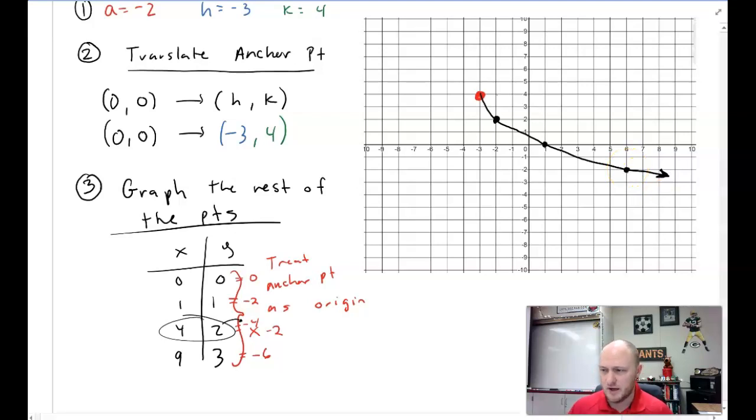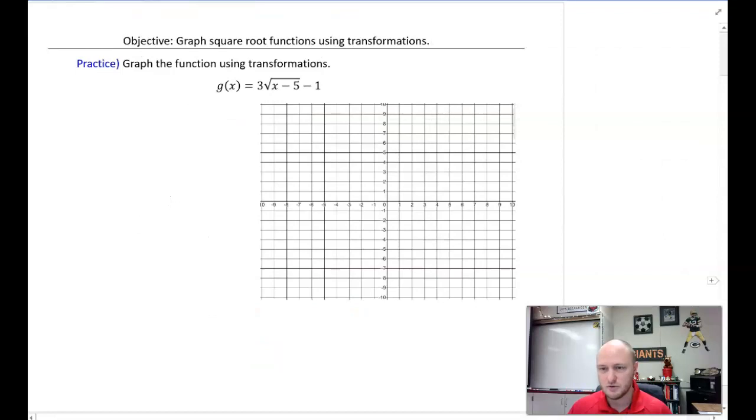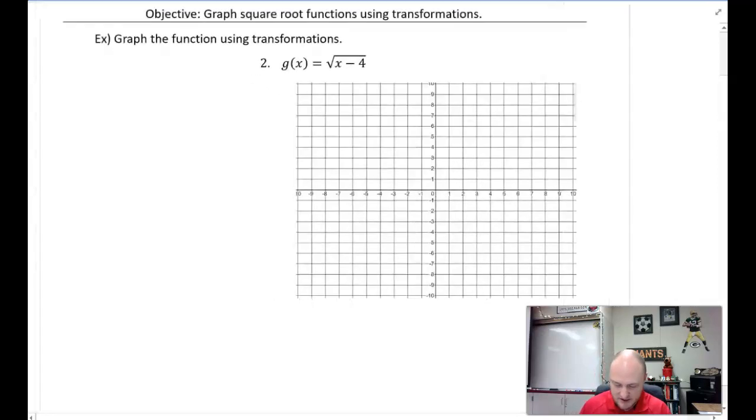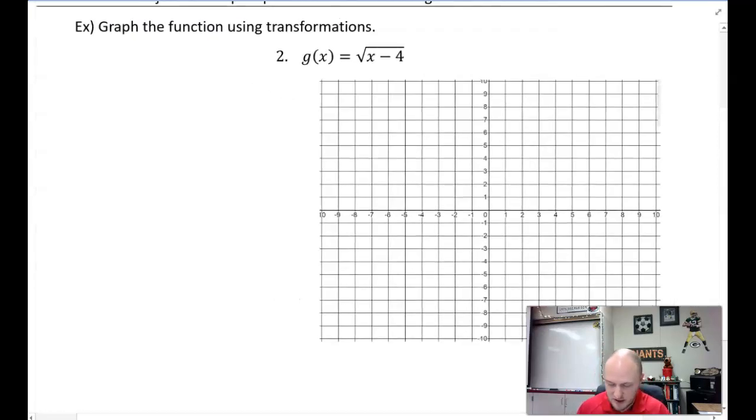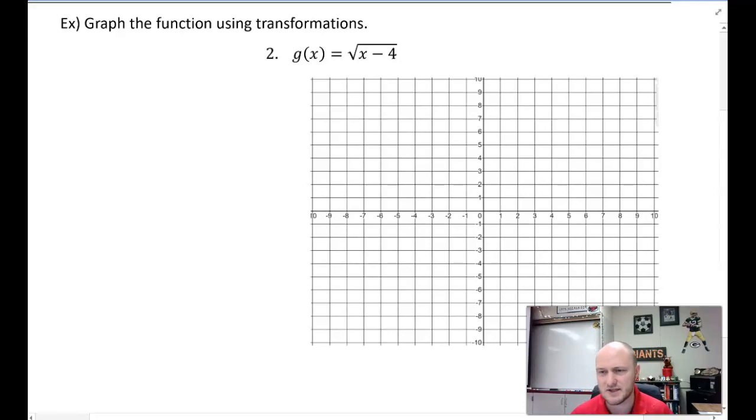All right, I want to do another example before I have you practice. Here's example number 2. If you have a spot where it says practice, kind of skip that. So write this one.